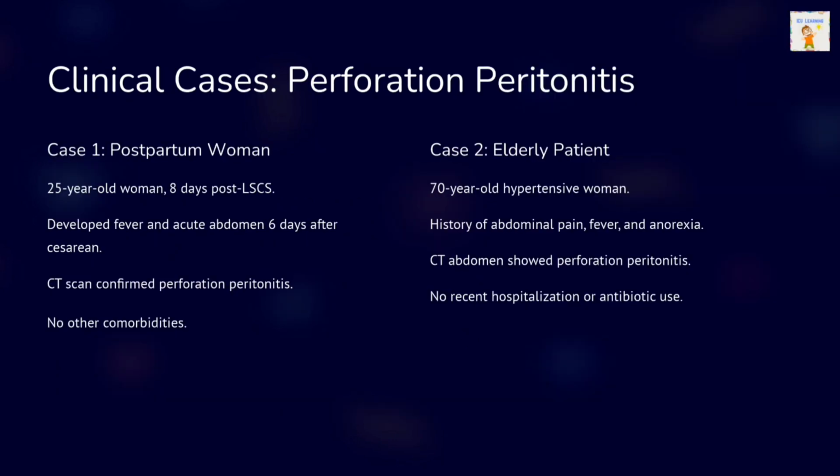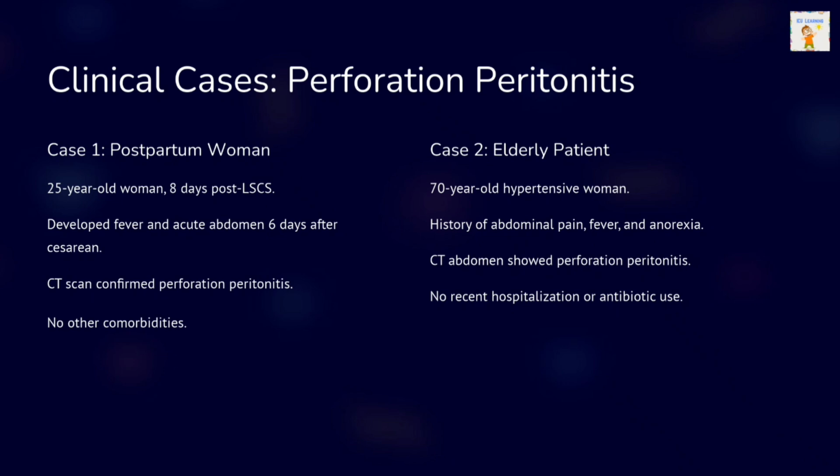Let's discuss two clinical cases. The first case is a 25-year-old woman, 8 days post LSCS, who developed fever and acute abdomen 6 days after the cesarean section. Her CT scan confirmed perforation peritonitis. She had no other comorbidities.